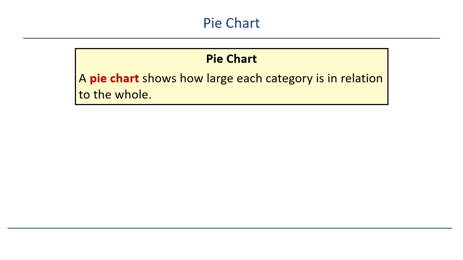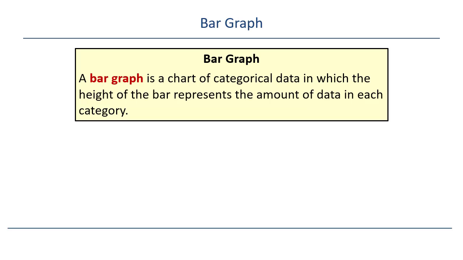All right. A pie chart shows how large each category is in relationship to the whole. It's a nice way of showing relative frequencies as a picture. And then a bar graph is usually used for categorical data. You can also use it for discrete data, because each individual bar is supposed to be separated by a gap. And there is a gap between 1 and 2 and 3 and 4, that kind of thing. And then the height of each bar represents the amount of data in each category.